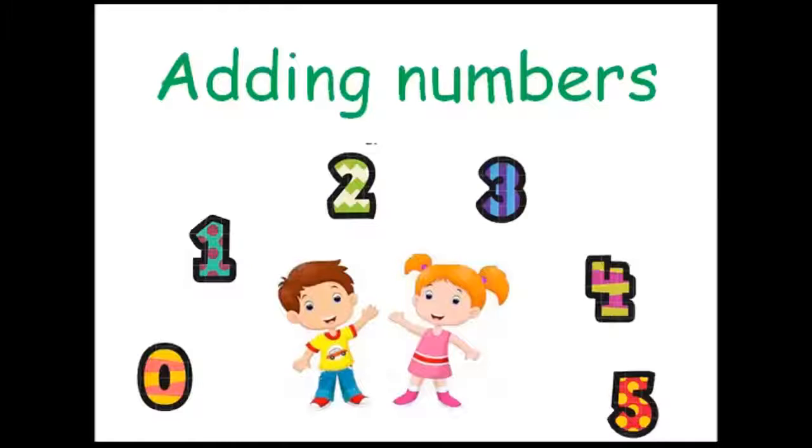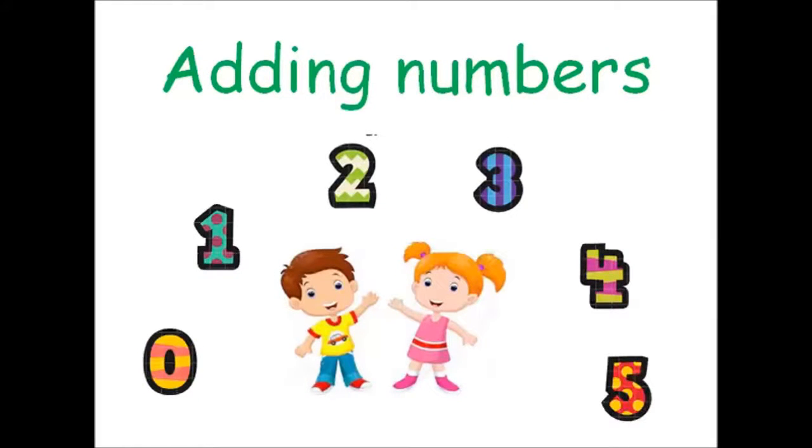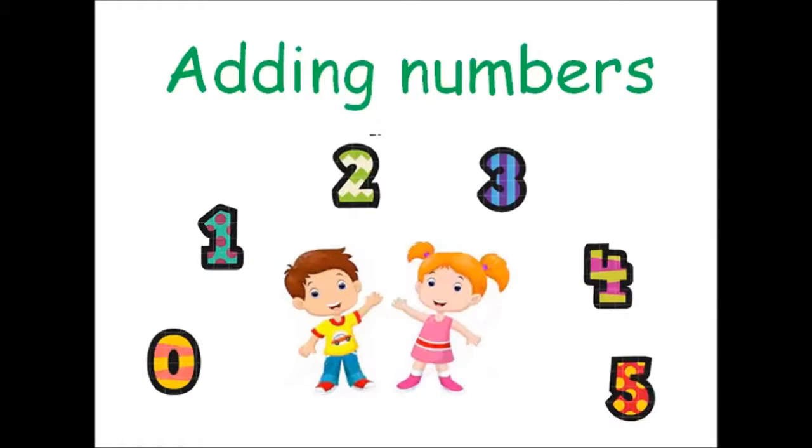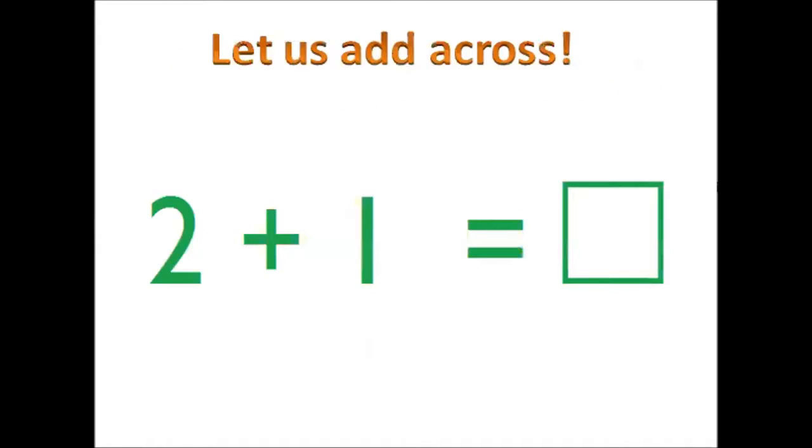So today's topic is adding numbers, right? And we already know our numbers from 1 to 10. So we can easily go into adding numbers. All right? So we add in two ways, boys and girls. The first way is to add across. Across. So watch my arrow on my screen, right?